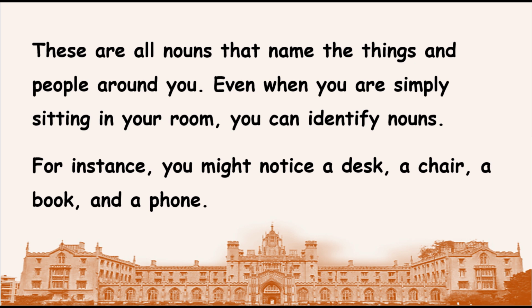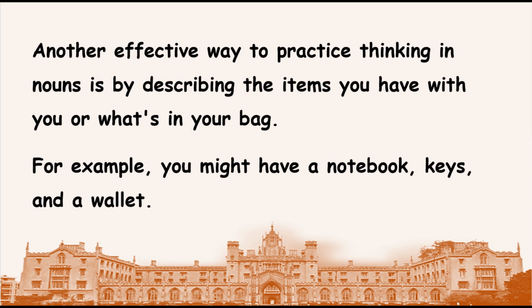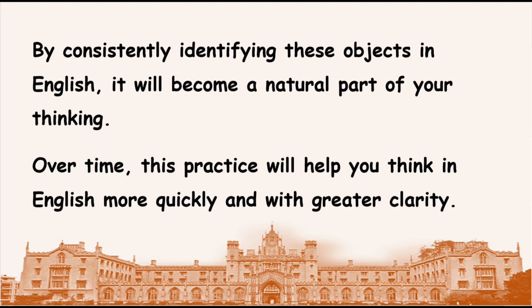For instance, you might notice a desk, a chair, a book, and a phone. Another effective way to practice thinking in nouns is by describing the items you have with you, or what's in your bag. For example, you might have a notebook, keys, and a wallet. By consistently identifying these objects in English, it will become a natural part of your thinking. Over time, this practice will help you think in English more quickly and with greater clarity.